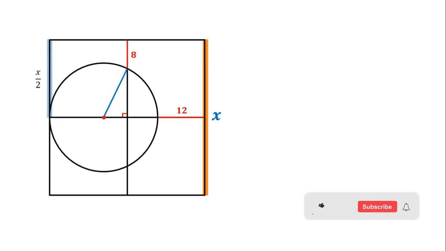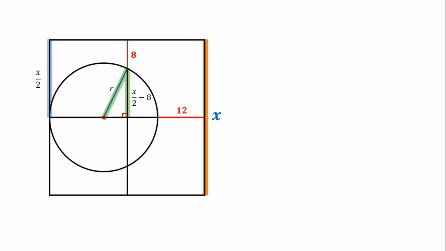Let's start with the hypotenuse. It's the radius of the circle because it connects the center of the circle to a point on its circumference. So its length is r. Now, what about the vertical leg? Notice that this entire distance is half of x. The upper part measures 8, so the remaining vertical side is x over 2 minus 8.